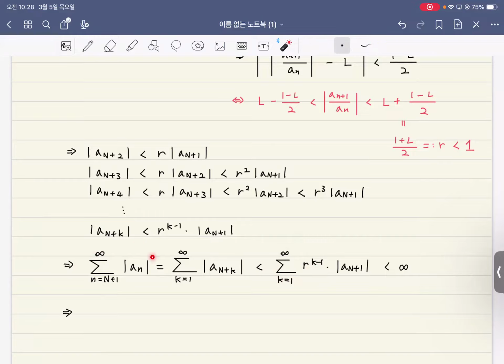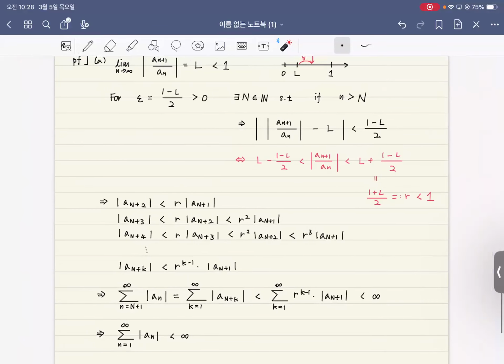Since the series from n plus 1 to infinity is convergent, and adding finitely many remaining terms does not affect the convergence or divergence of a series, the original series from 1 to infinity should also be convergent. And you know what? This is precisely the definition of absolute convergence. So yeah, the proof is done. Convergence absolute.